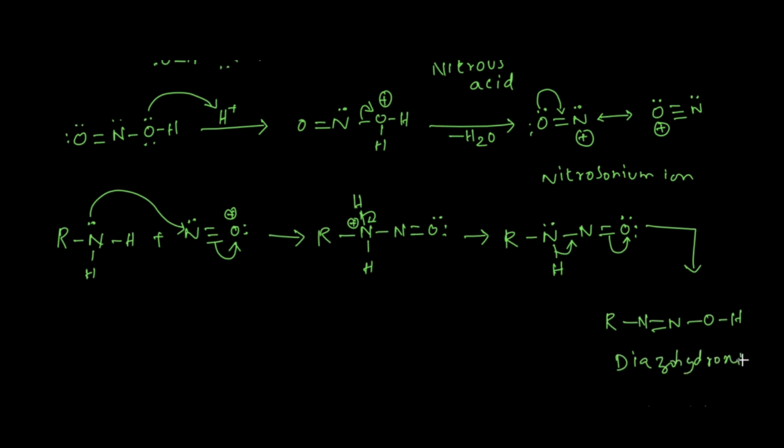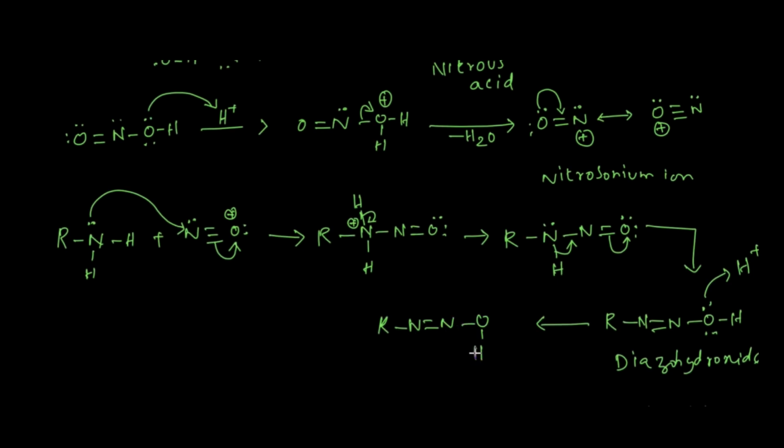So this diazo hydroxide, diazo means what? Di means 2, azo means nitrogen. That's why we call this the diazo hydroxide intermediate, and this again further reacts with the acidic medium and gets protonated, and finally, now the water molecule will get cleaved, minus H2O, so we get like this.